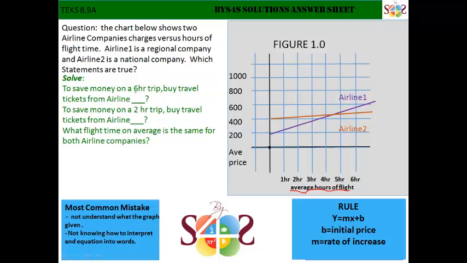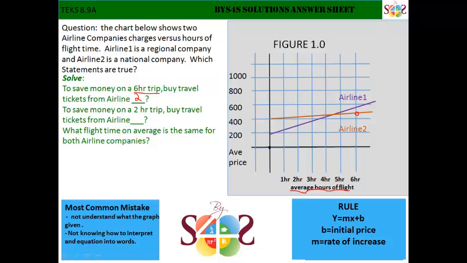For the first statement, we're asked about which one's going to be less after a 6-hour trip. So we go here at the x-axis and find the 6 hours, and we see that airline 2 is going to be much cheaper if we're taking a 6-hour trip. This one would be airline 2.